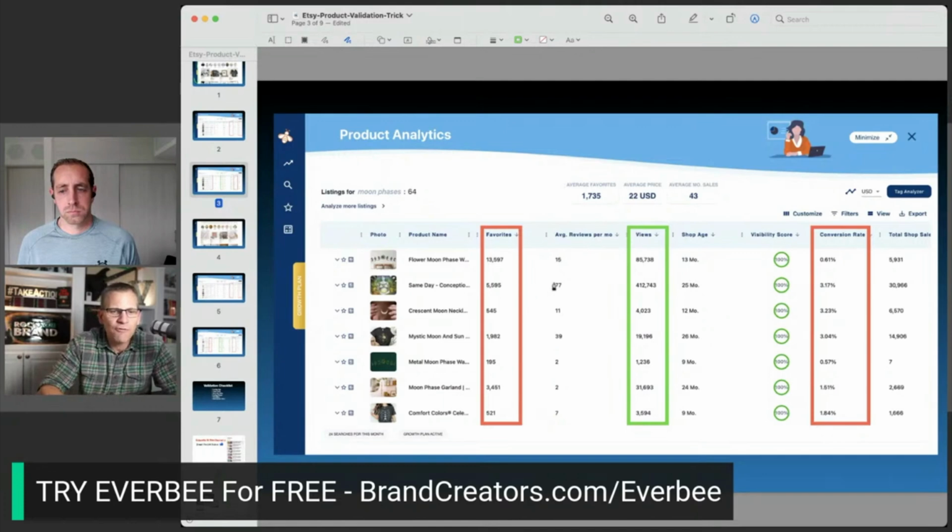Really, really important. So now if we look at views and we look at favorites, it gives us more data.